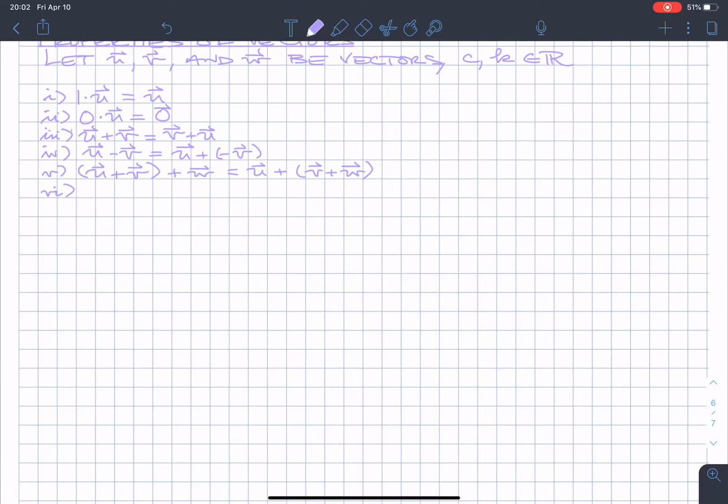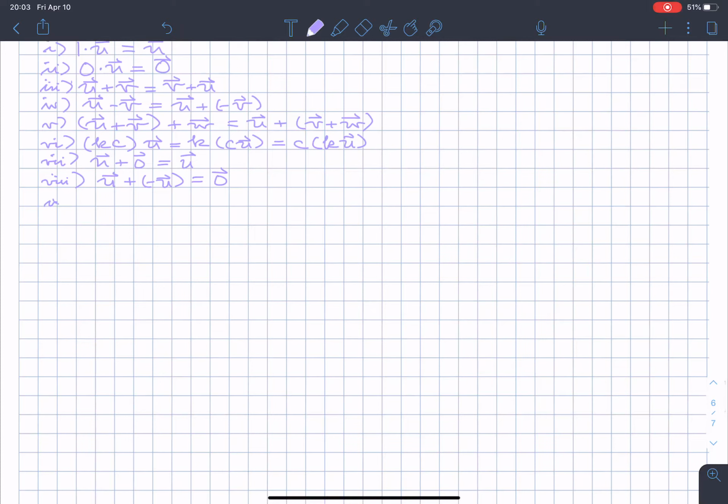So number 6, let's say I have k times c times vector u. Then that's the same as k times c times vector u, or it's the same as c times k times vector u. So any order, they're all the same. Number 7, let's say I have u plus the zero vector. Well, that's just u. Number 8, if I have u plus a negative u, that is the zero vector.